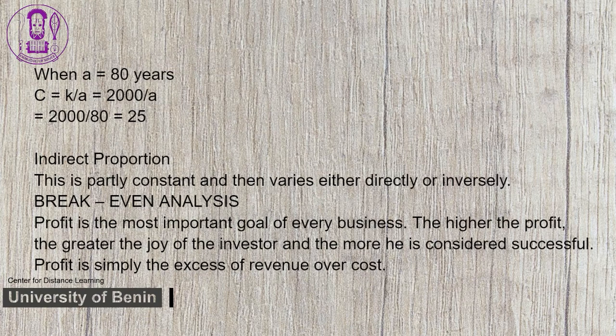When A equals 80 years, C equals K/A equals 2000/A, which equals 2000/80 equals 25. Joint or partial proportion: this is partly constant and then varies either directly or inversely.